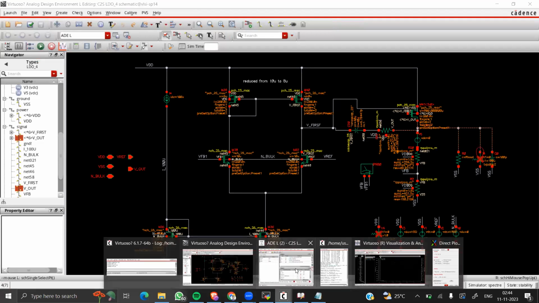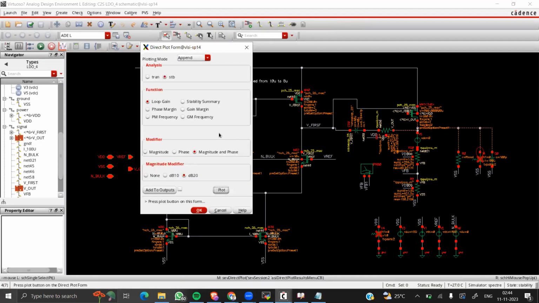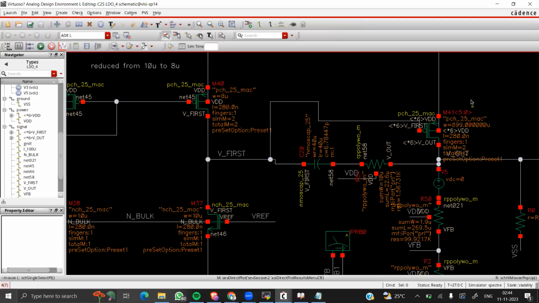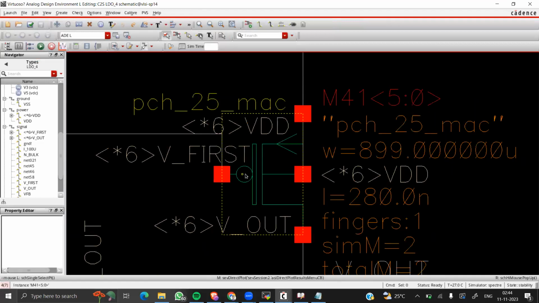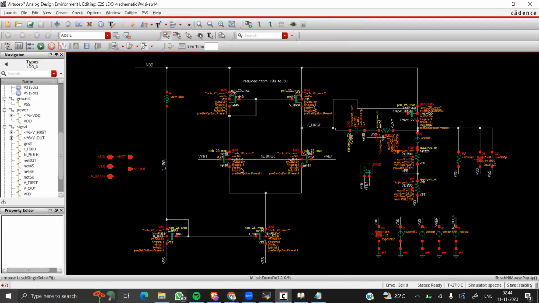So this is the basics of LDO simulations. Here the complete system is simulated using a PMOS pass transistor. We can always go with an NMOS pass transistor based on the required constraints. This is a circuit that is generally designed for a voltage range of 2.2 to 3.3 volts, and it meets all the specifications.